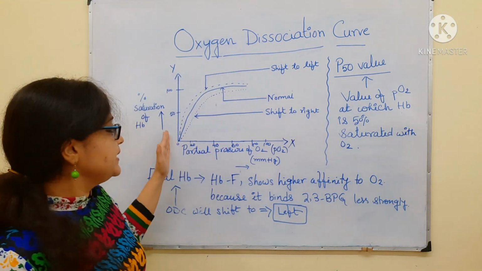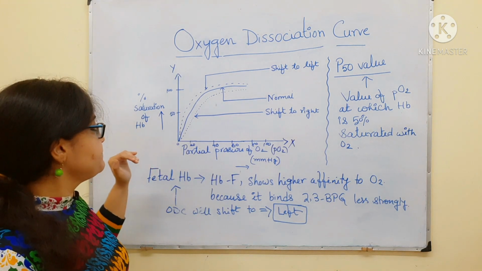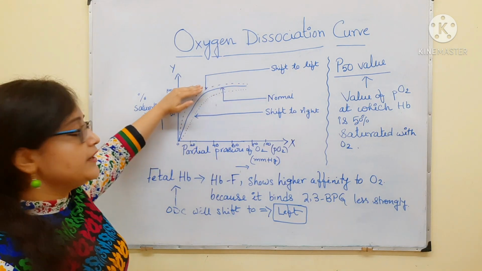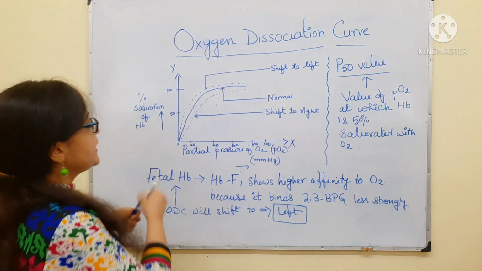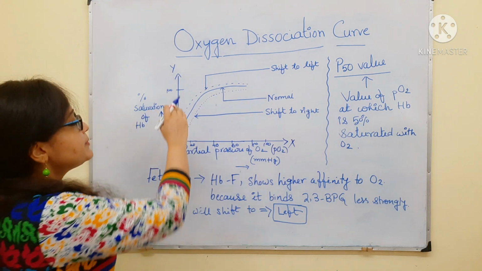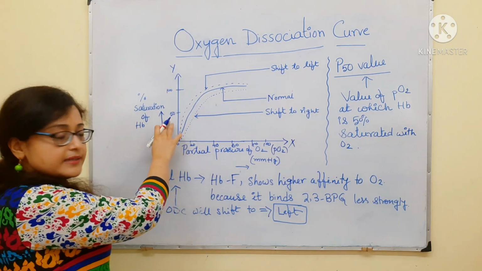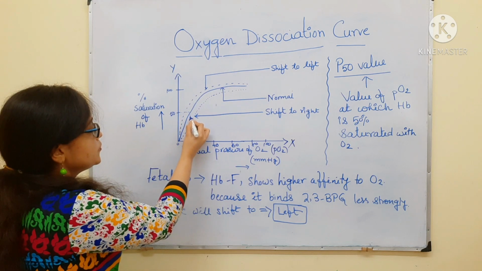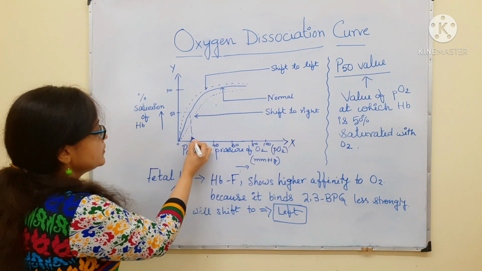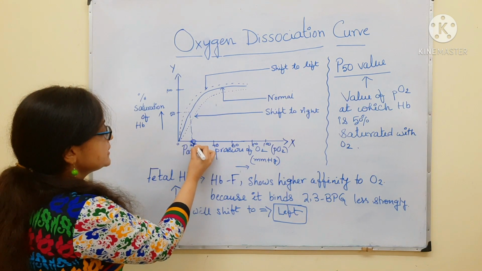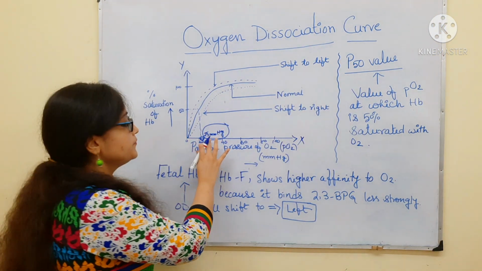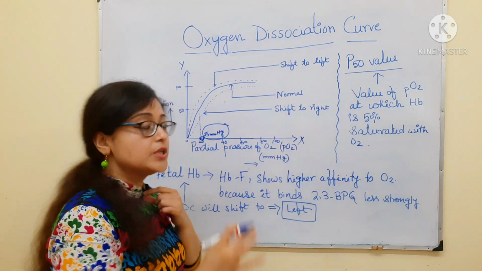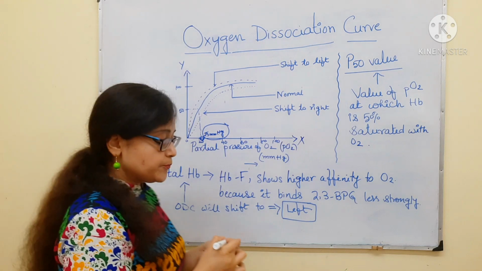Okay. Now, from this graph, you can see that this is the place where 100% saturation is found. So I have mentioned 100 here. So 50% saturation will be somewhere like here, 50. So yes, this is the point. So this is the point where 25 mmHg of partial pressure is found. So this is the P50 value.